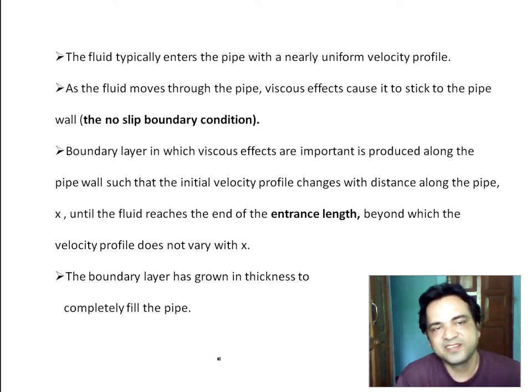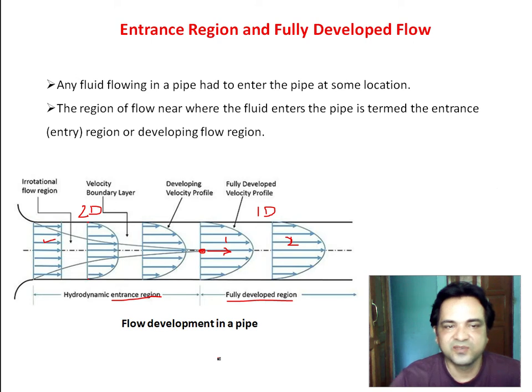A boundary layer is a small layer from the wall. Inside that region the viscous effects are very important. The initial velocity profile changes with the distance along the pipe until the fluid reaches the end of the entrance length. So the boundary layer development takes place. You see, this line is the boundary layer line. Similarly, from the top wall a boundary layer development will take place, and from the bottom wall boundary layer development will take place, and they are meeting at this point. So both the boundary layers are meeting at this point. After that region the flow becomes a fully developed region.